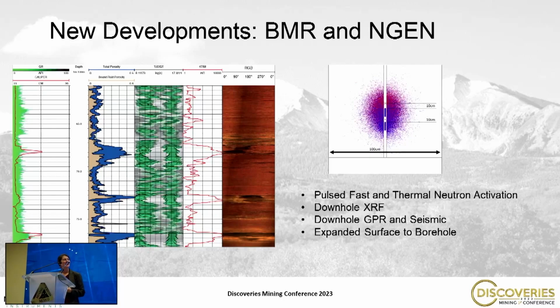And then down here at the bottom, I gave a list of some of the other tools that we're seeing more and more frequently on the market. Pulsed fast and thermal neutron activation, right? That sounds very scary. What does that mean? What that means is that there are some manufacturers on the market making these tools. Currently, the ones that I'm aware of are in the $1 million price range, but it allows you to collect downhole grade information in situ in real time.